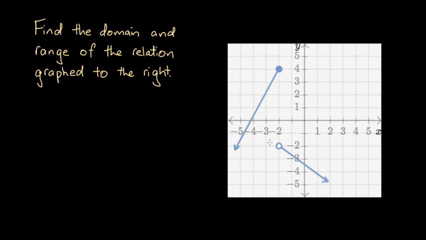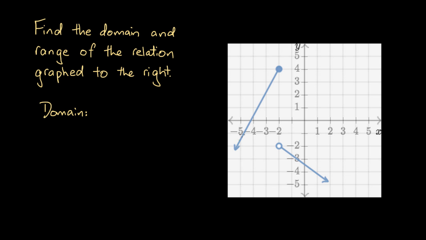And the hollow point here represents that this point itself isn't part of this line, but the line that extends from it, all those points are part of the relation, just not this hollow point. Okay, well, let's go about first finding the domain of this relation. Well, the domain consists of all possible input values or all possible x values for this relation. The easiest way to find the domain is to project this relation onto the x-axis.